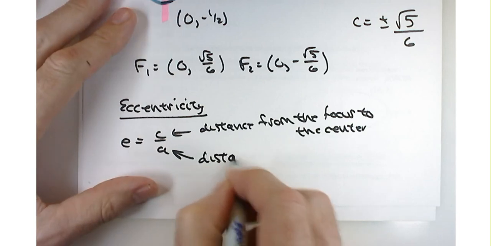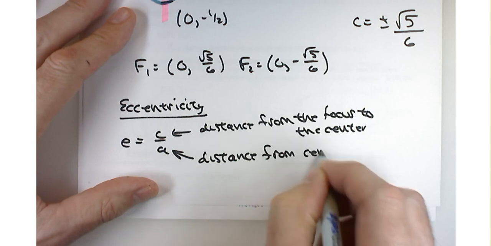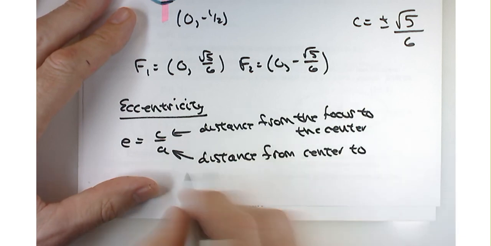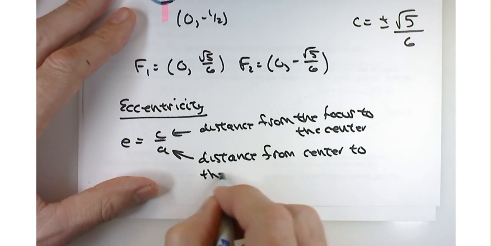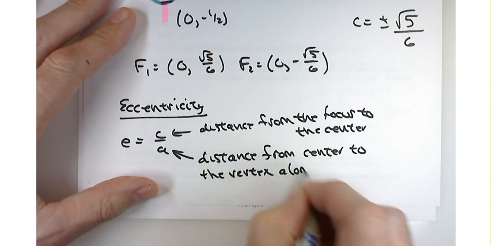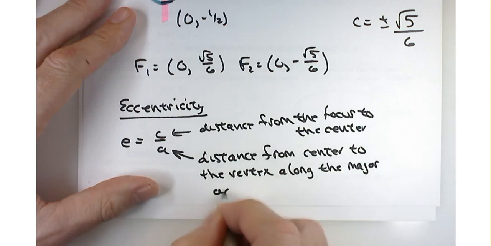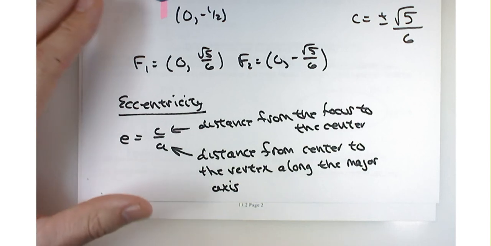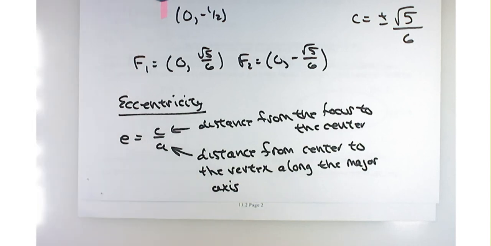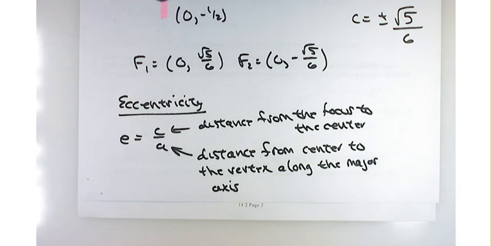Distance from center to the vertex along the major axis. And I'll diagram what that looks like for you in just a second. Give you a chance to copy that down.